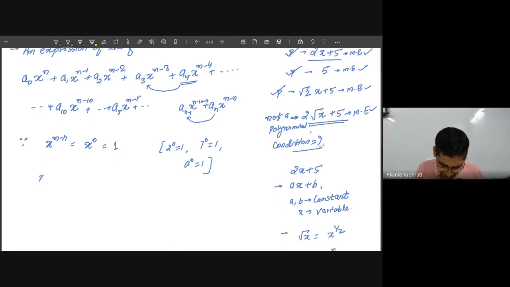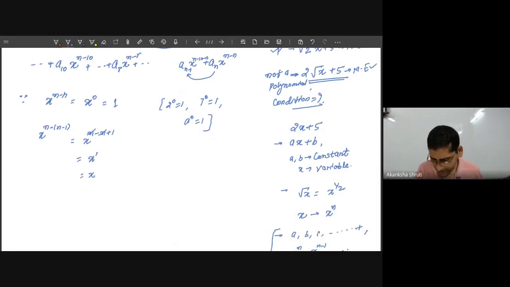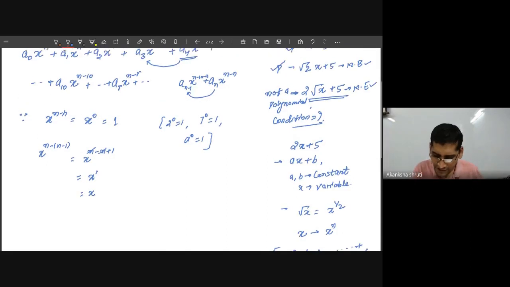Okay, student. Now what about this one, x to the power n minus (n minus 1)? What is this value? You have to solve it properly in the power. So it becomes n minus, you have to remove this bracket and it becomes plus 1. Now these two get cancelled. Ultimately it is simply x to the power 1. So x to the power 1 is not written, directly x can be written. Meaning for this last term, I can directly write an only. And for this term, I can simply write a n minus 1, then it is x only.